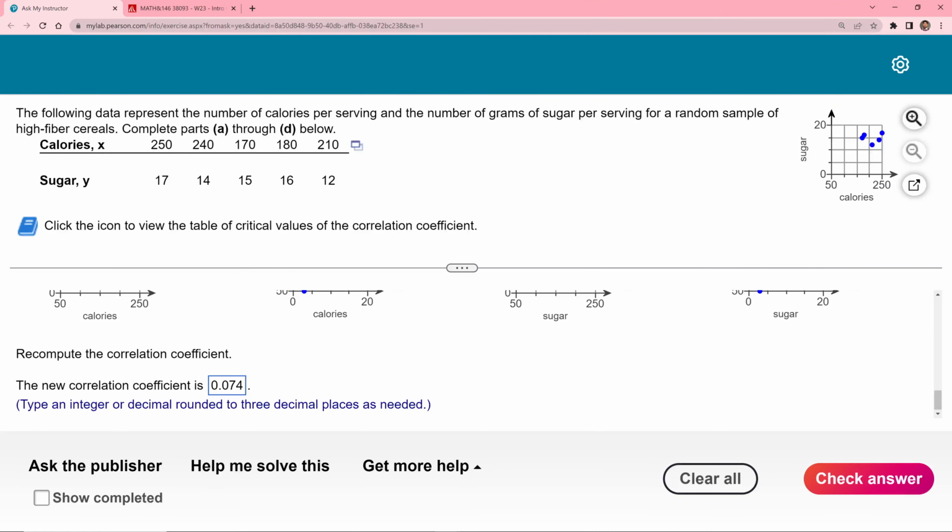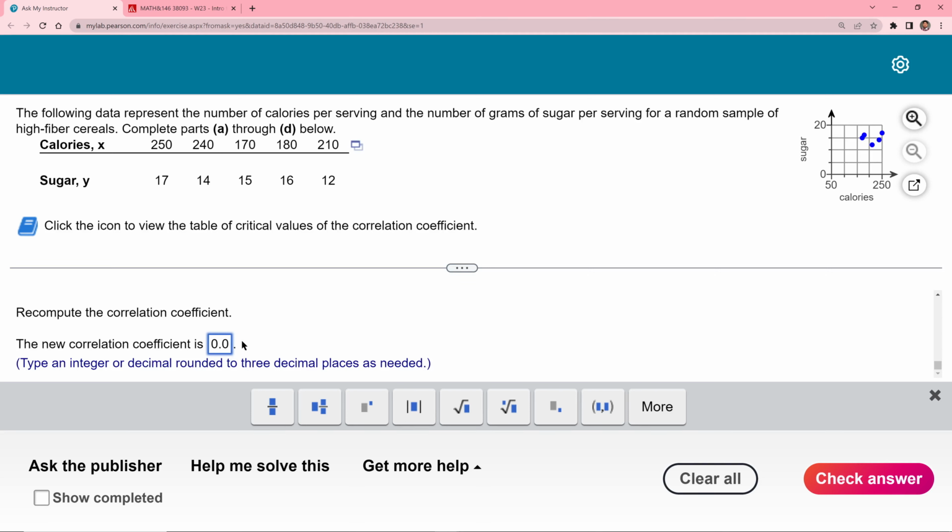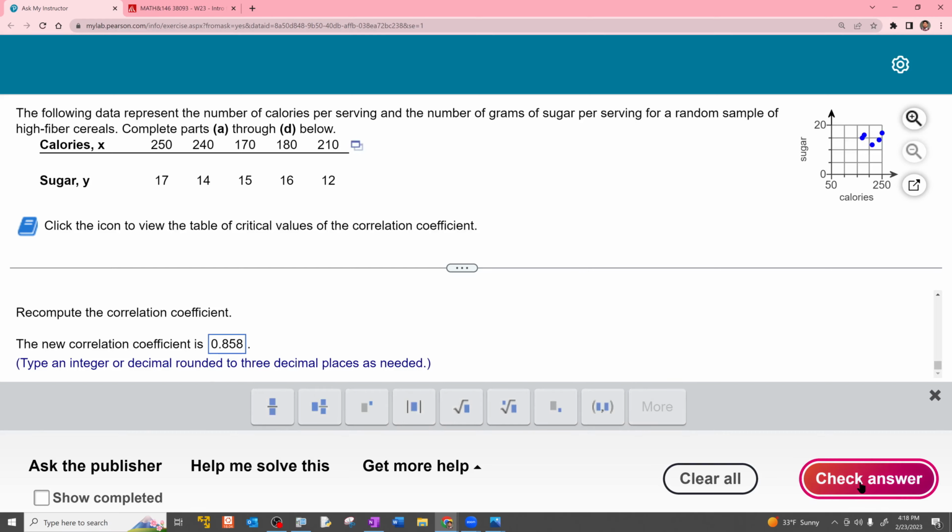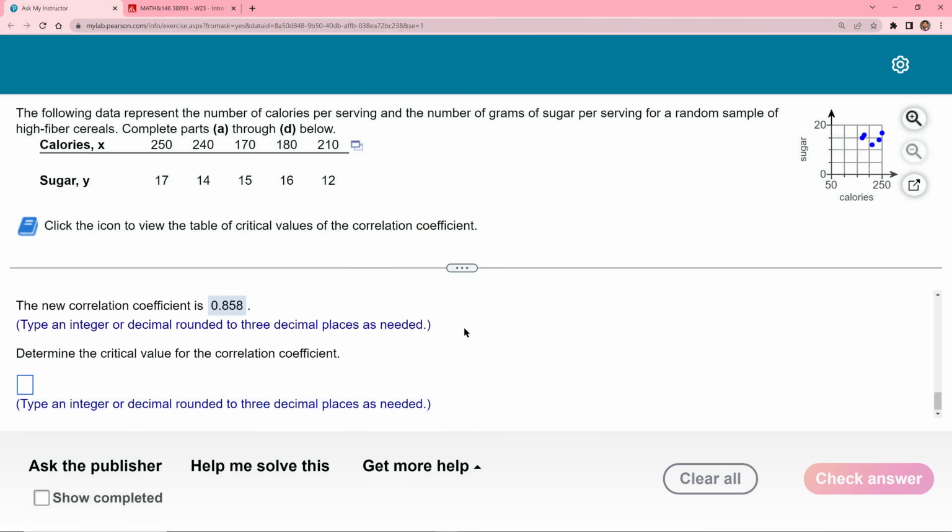0.8584. All right, it depends on how they want us to round it. Probably the 3 places. Let's see. Yep, they said 3 places. So I'm going to say 0.858. And that's going to do it.